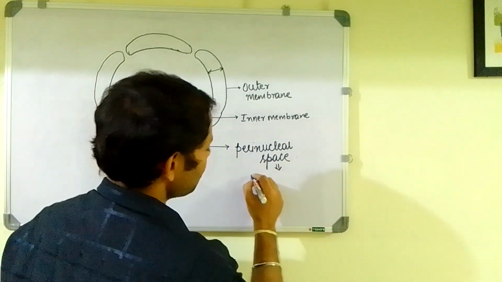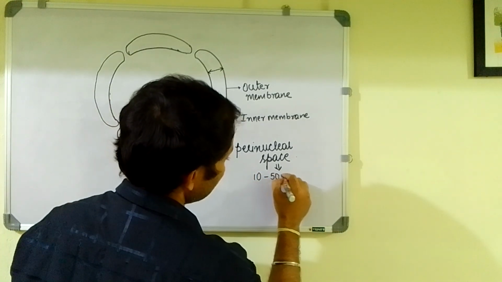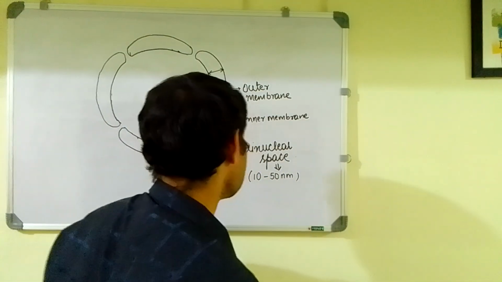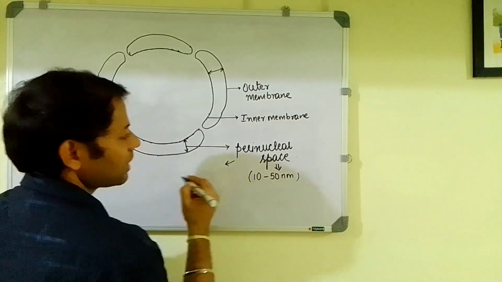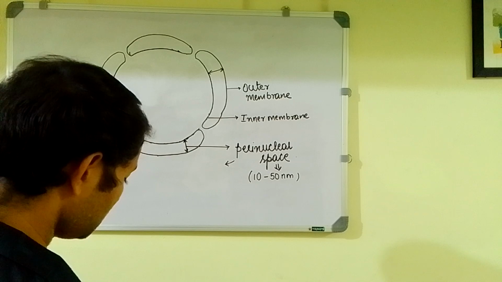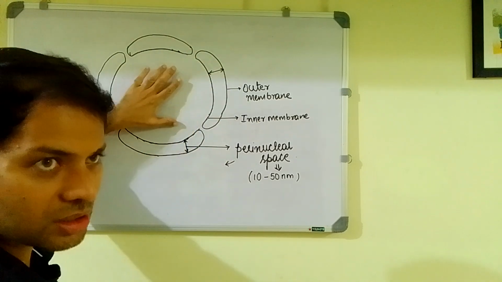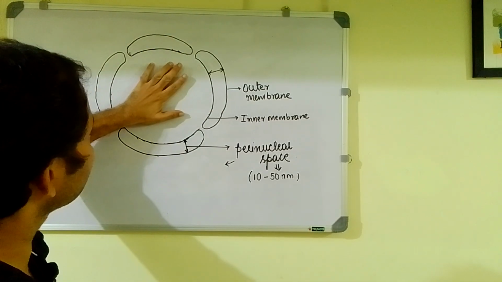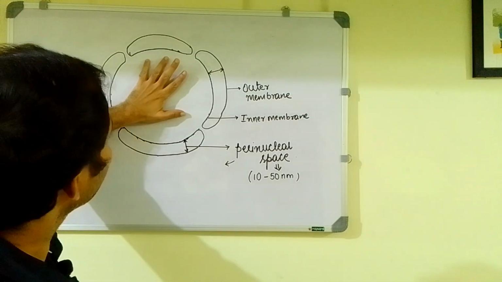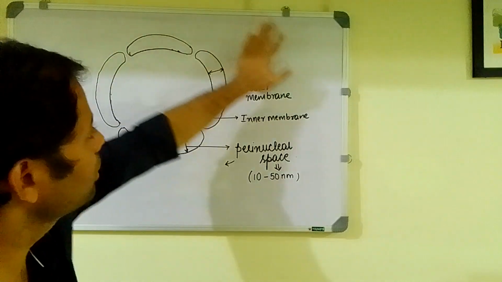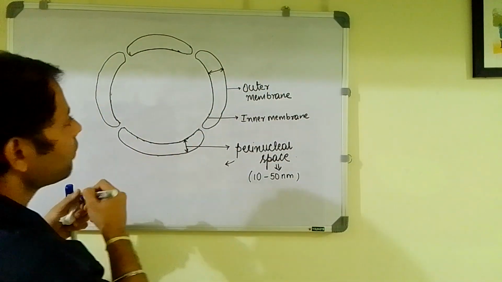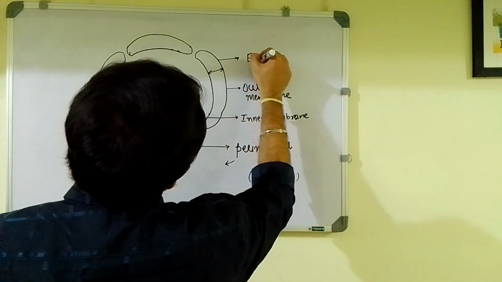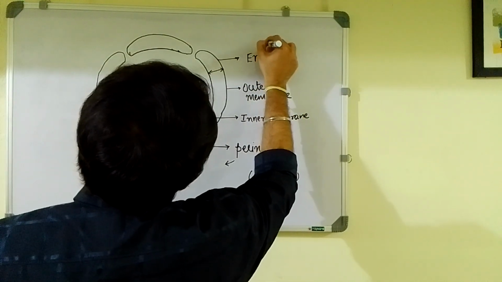This perinuclear space is usually 10 to 50 nanometers. NCERT states that this perinuclear space forms the boundary of the nucleus, so the nucleus is separated from the cytoplasm. This is the space within the nucleus, and the surrounding portion is the cytoplasm. So this together forms the nuclear envelope.